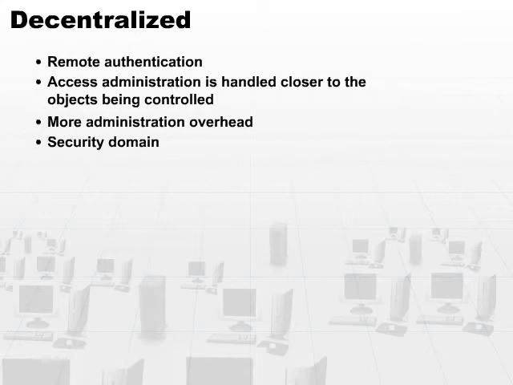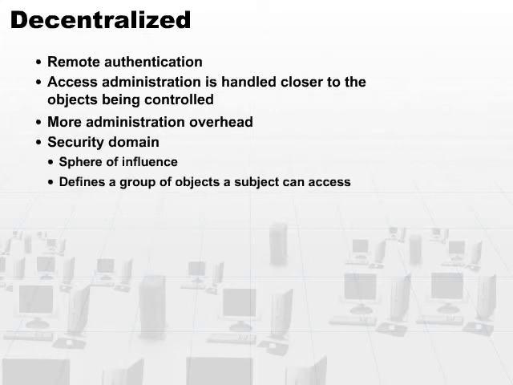Now, keep in mind we're talking about security domains as opposed to any vendor-specific domain concept. In the context of security domains, we're looking at a sphere of influence. This sphere of influence would define a group of objects that a subject can access. Now, this looks a lot like an ACL, an access control list, and in a way, it really is, but it's always going to be defined in terms of one local area.